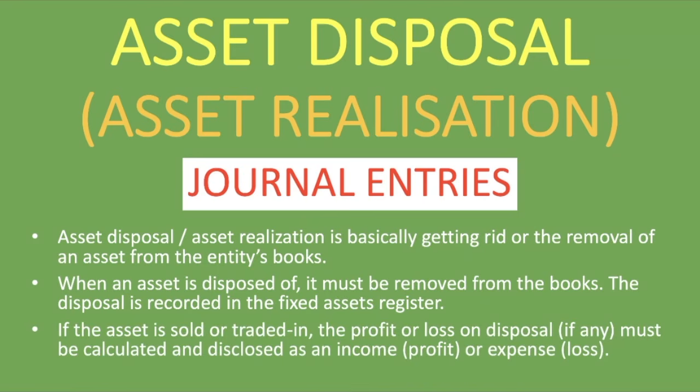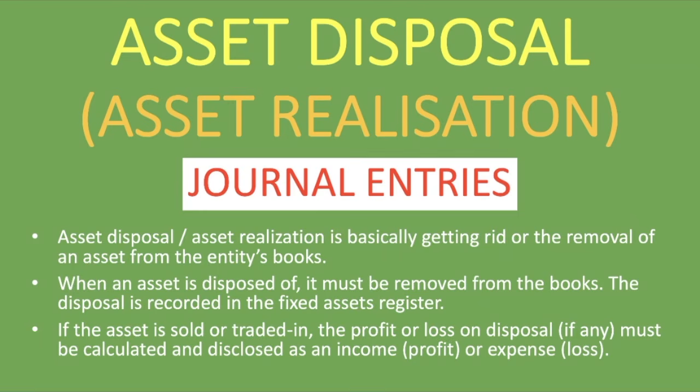If the asset is sold or traded in, the profit or loss on disposal, if any, must be calculated and disclosed as an income, that is, if you've made a profit on the disposal, or expense if you've made a loss on the disposal. So what we are saying here is that if you are selling these assets, then you are probably going to make either a profit or a loss on the disposal. So you must recognize either the profit or the loss.